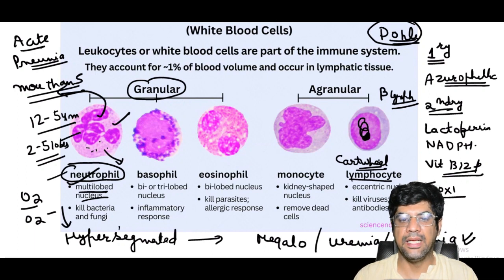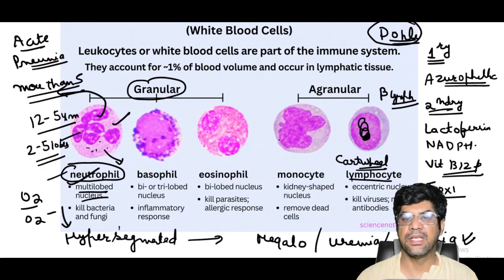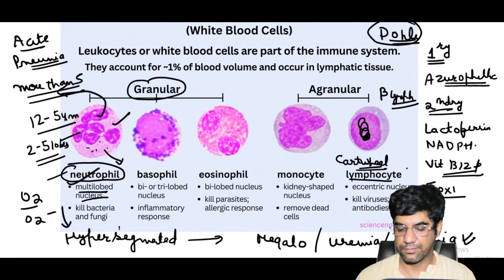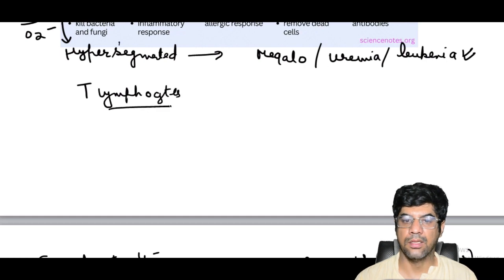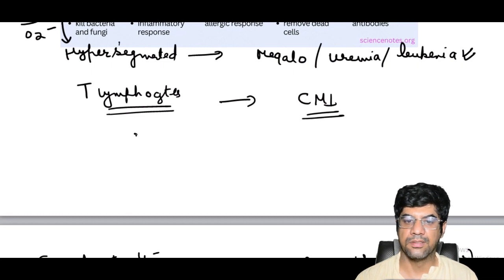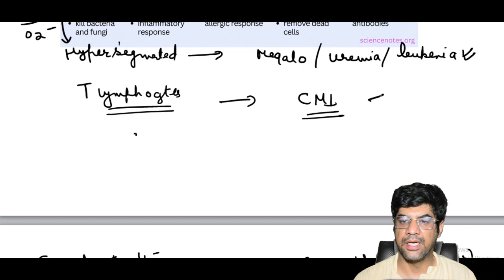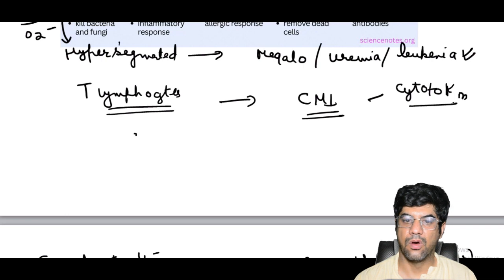The lymphocytes can be T lymphocytes. The T lymphocytes have their origin from the thymus, they are thymus dependent. They are involved in cell mediated immunity. Other subsets include the cytotoxic T cell or delayed hypersensitivity T cell.